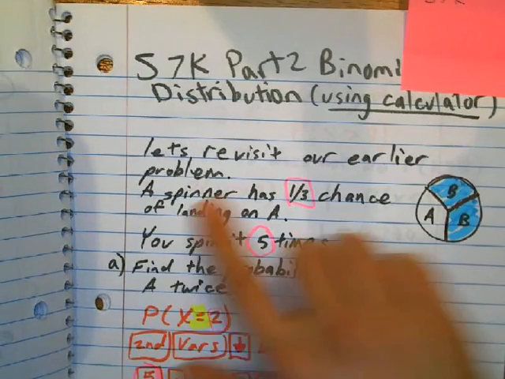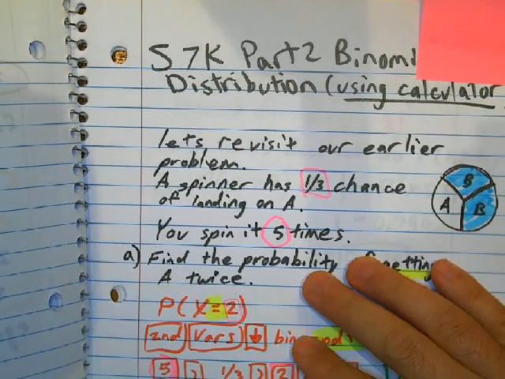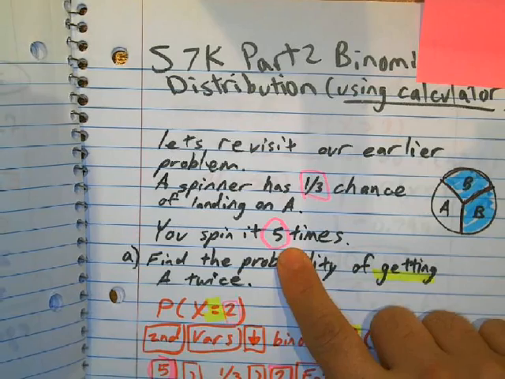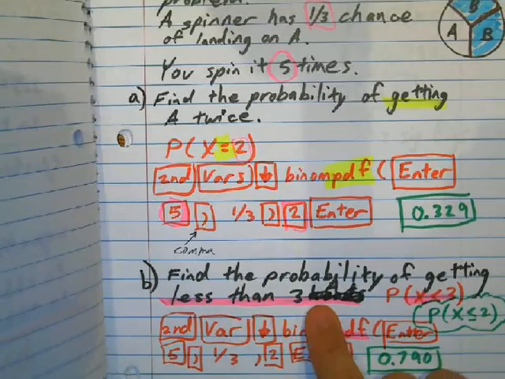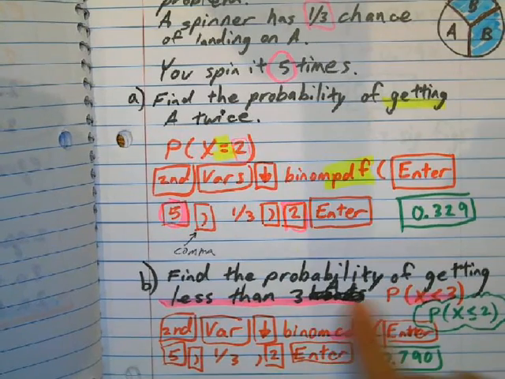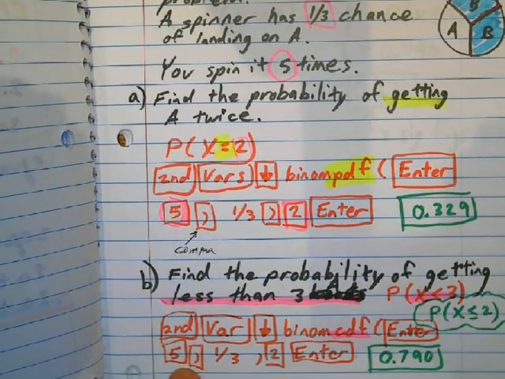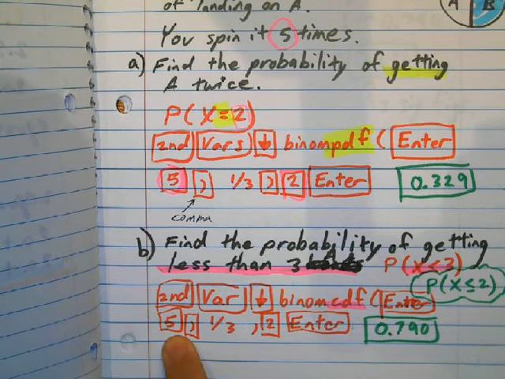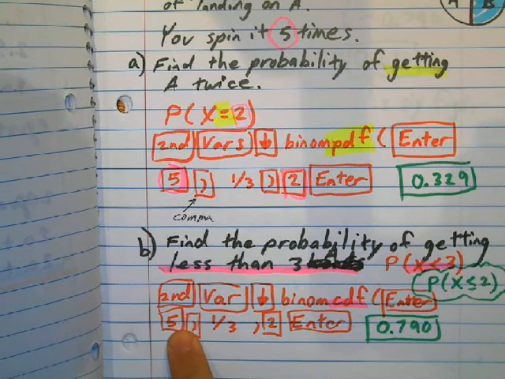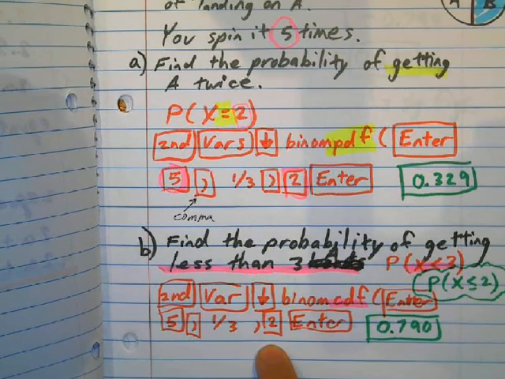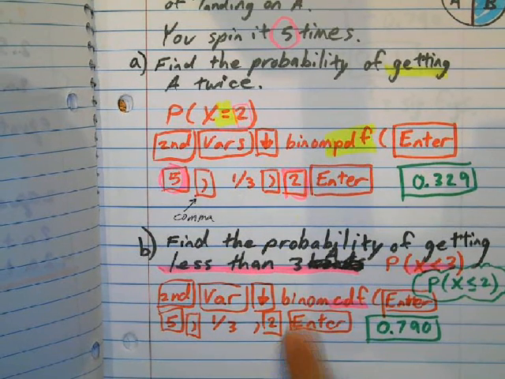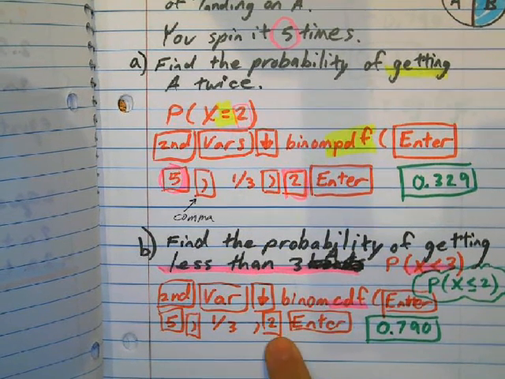So in this example here in our notes, the spinner was spun 5 times. Here was our probability. What was the chance of getting at least 3? So in this example, you have the number of times that the spin was going to happen. Here we have the probability, and here was what we wanted to find, the random variable.